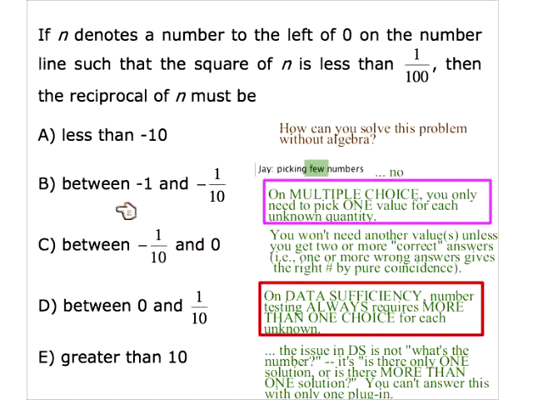And here you know that you will not have to pick another number because these are mutually exclusive. It's impossible for your answer to be in more than one of these ranges at the same time. Versus, if this said less than -10 and this said between -100 and -5, those overlap, so you might not know the first time you plug in a number.